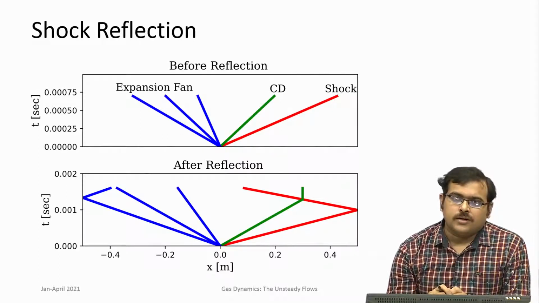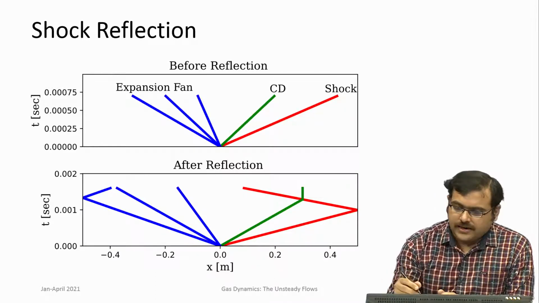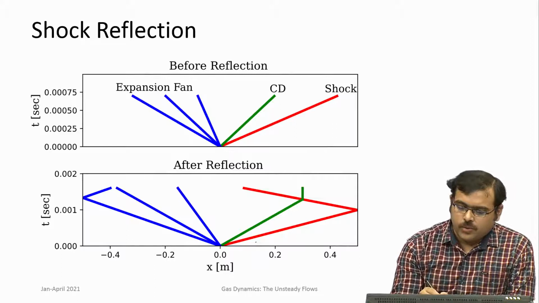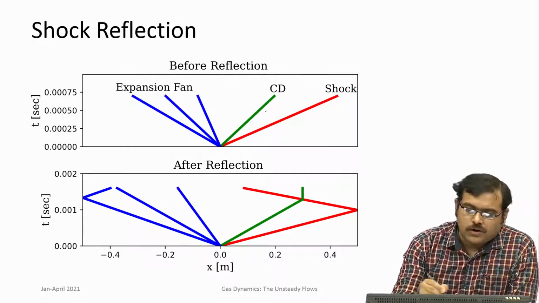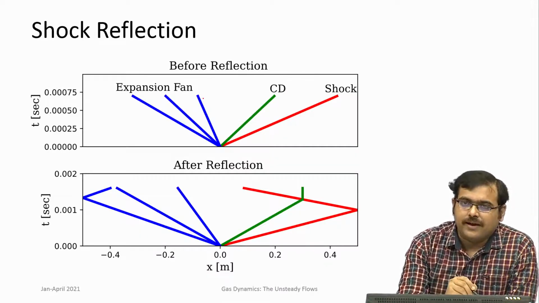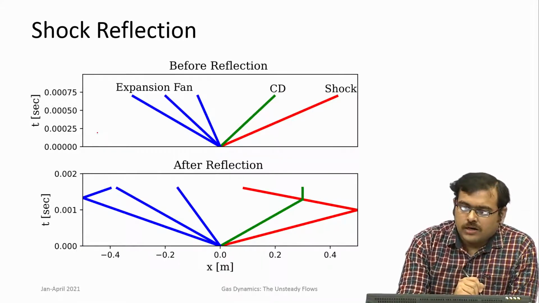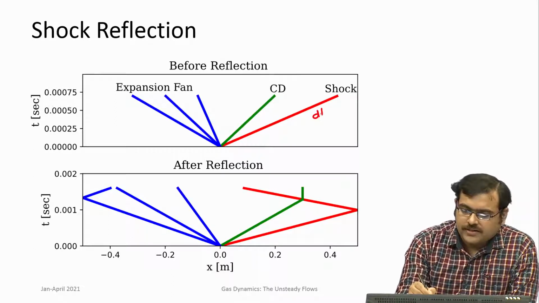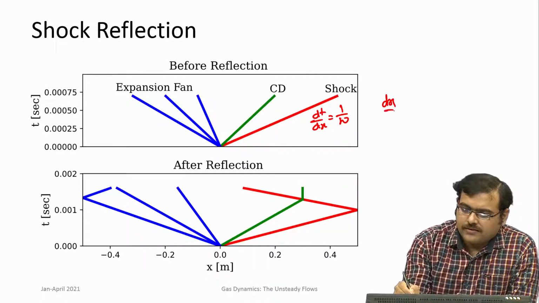A very useful way of representing these waves and flow features in a shock tube is the XT diagram, where you see all the different flow features. This is shock, contact discontinuity and expansion fan represented in an XT diagram. So, shock has a certain velocity. So, the slope of course here is dt by dx, which is 1 by w. So, dx by dt is velocity.